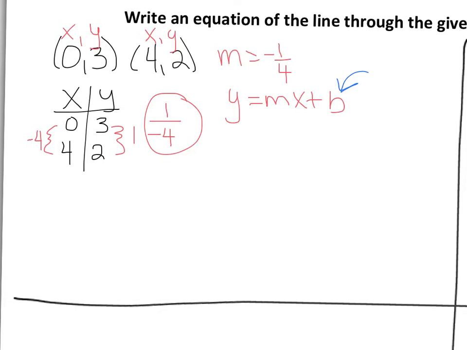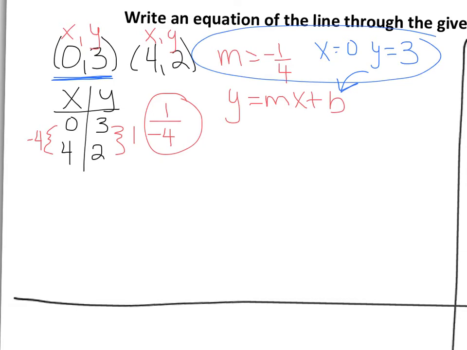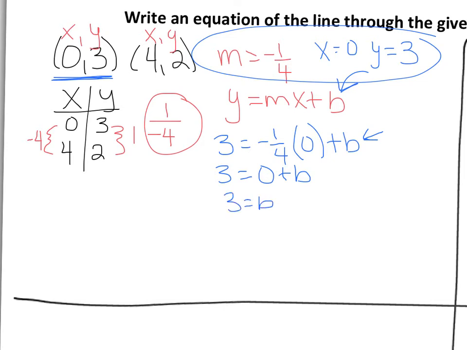Most of the time there's going to be a point that's easier than the other to solve, and if we look at this one, since there's a 0, most of the time that's the one you want to choose. So if I plug 0 in for x, 3 in for y, negative 1/4 in for m, I should only have one variable left to solve for, and it's b, which is what I need. So if I have this equation and I'm trying to solve for b, I need to take that negative 1/4 times 0, which is just 0, and I get 3 equals 0 plus b, or just 3 equals b.